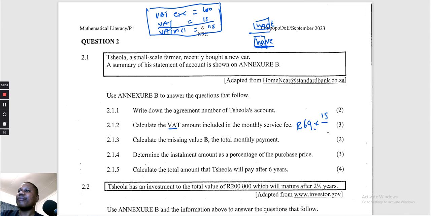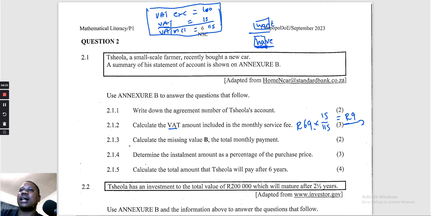Now, what we have to understand is that this 69 rand is the amount that includes VAT, as it was stated on the statement that these amounts include VAT of 15%, meaning that we're going to put 115 here. So how much was the VAT? 69 multiplied by 15 over 115, and that gives us 9 rand.